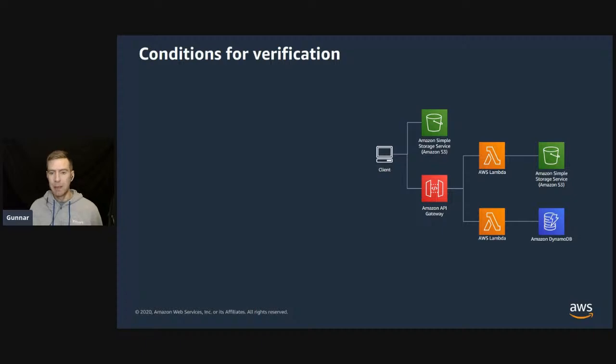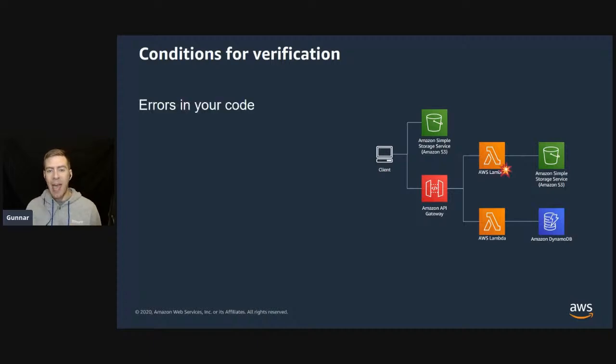We have a very simple serverless application. It's a web service with an API gateway, a couple of Lambda functions that are retrieving or storing data in S3 and in DynamoDB in this case. And we have an S3 bucket that the client uses, for instance, for fetching static data.